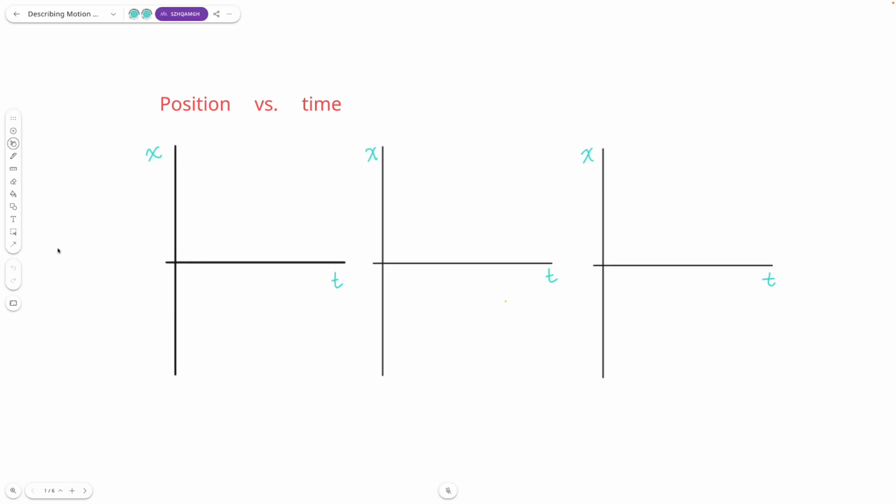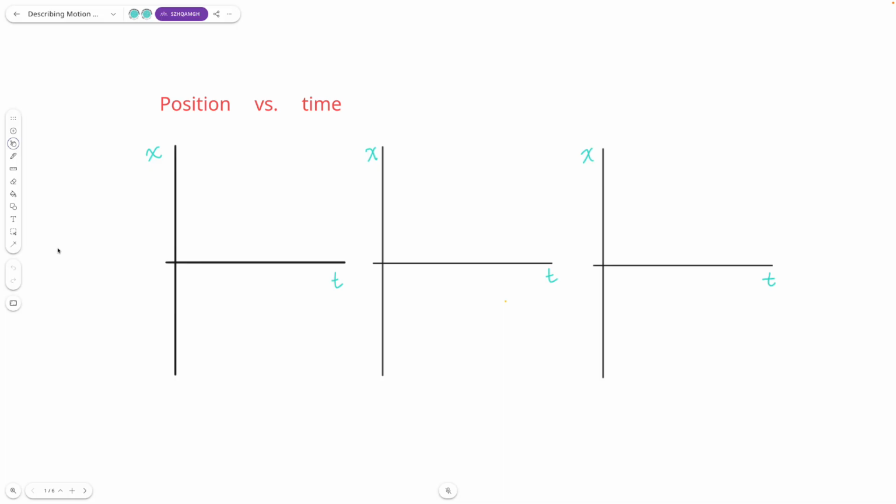And if you're given one of the types of graphs, how do we then translate that into the other two? Or if we're given a description of motion, how can we then create the matching graphs? So I'm going to walk you through each graph shape first for position, velocity, and acceleration, and then we'll get into a couple of examples.